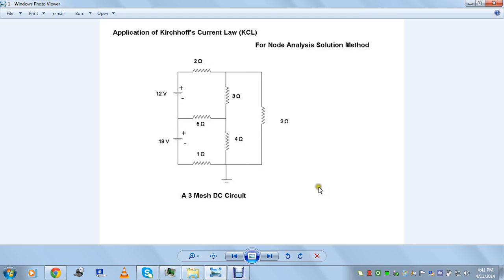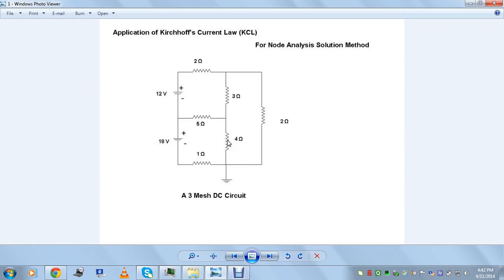During the explanation in this video, if you don't understand anything, you can just scroll back and drag along the timeline to view the explanation one more time, so that you do not feel that you're missing something. Now we're going to apply node analysis for this simple 3 mesh circuit.